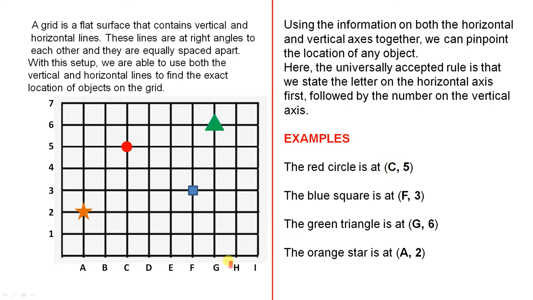So C is the letter on the horizontal axis, and we go up 5 spaces on the vertical, and that will pinpoint the red circle, C5. So it's always horizontal, vertical.